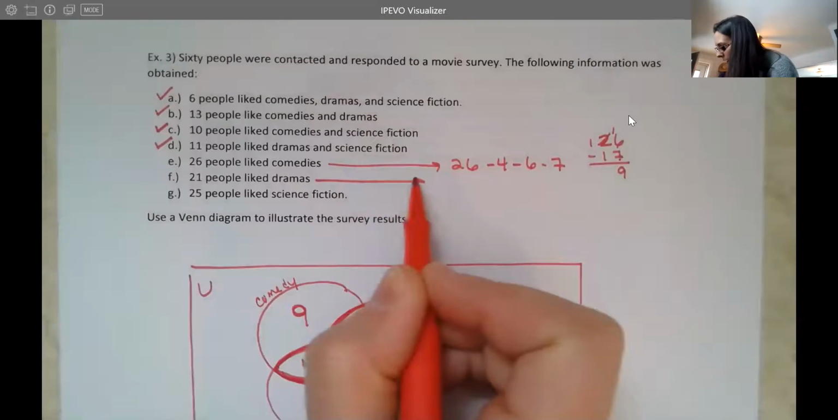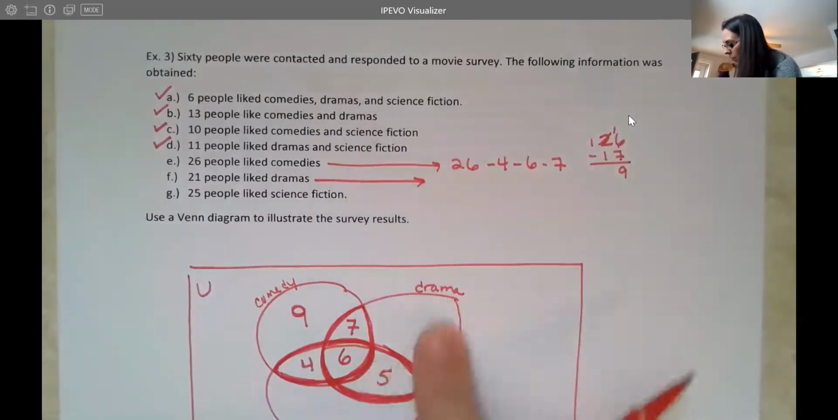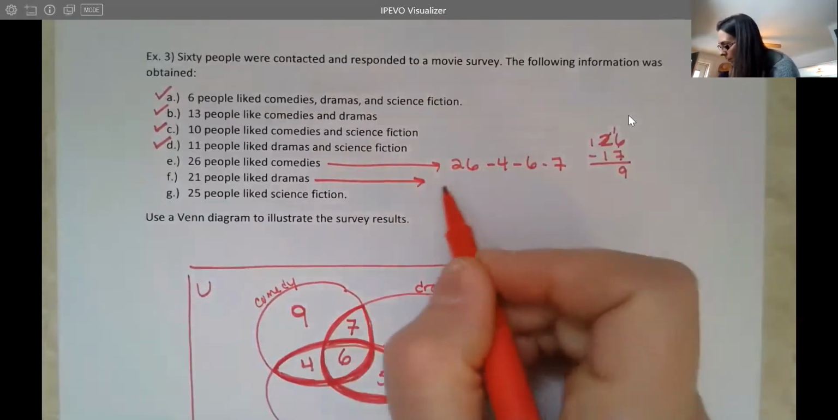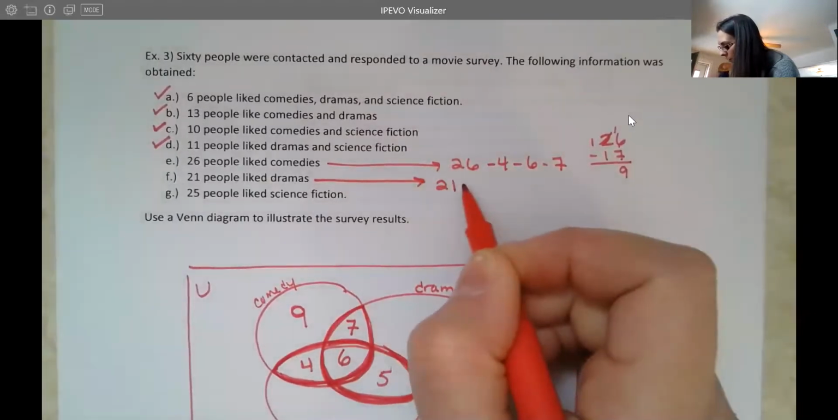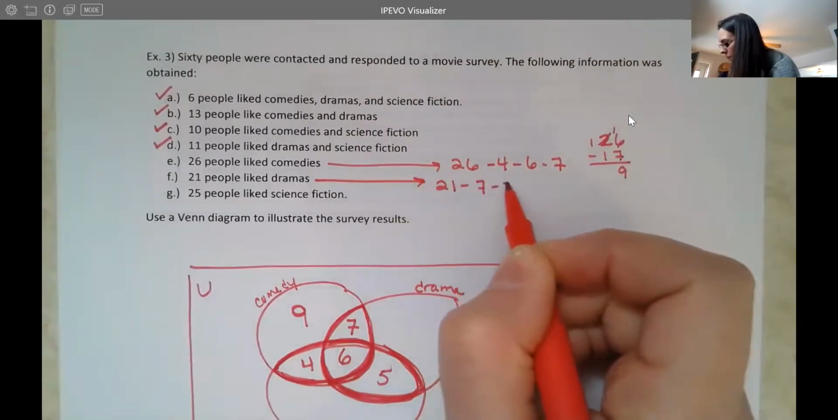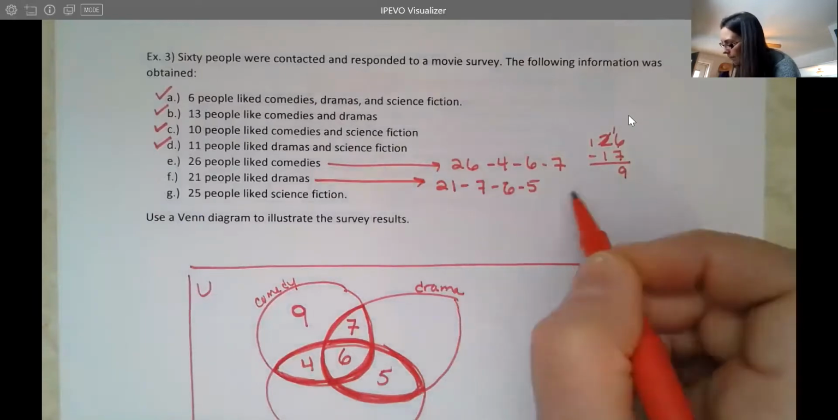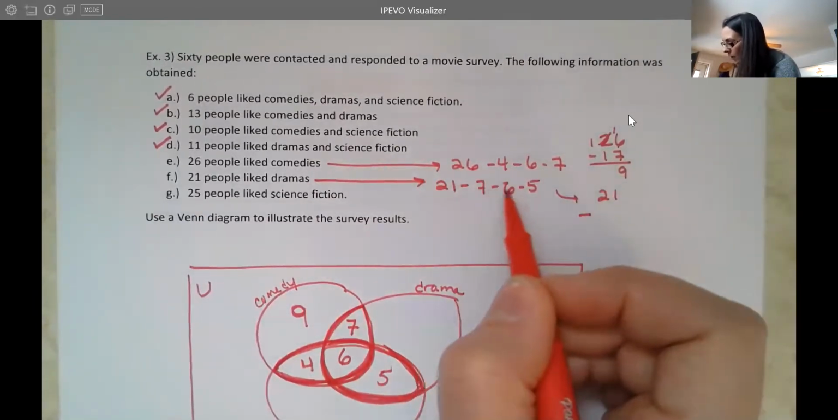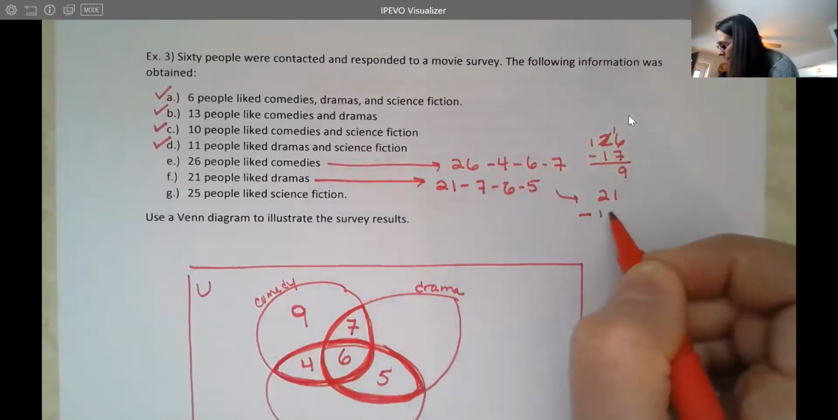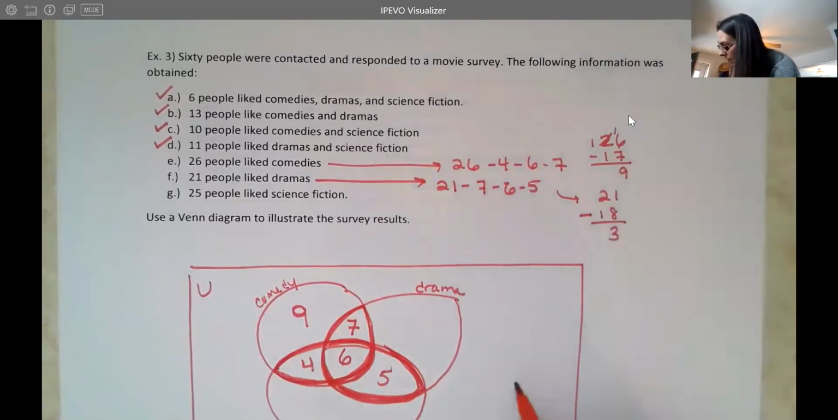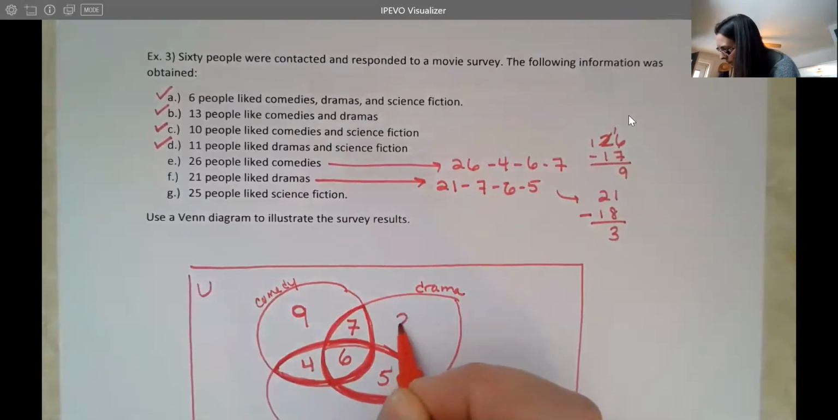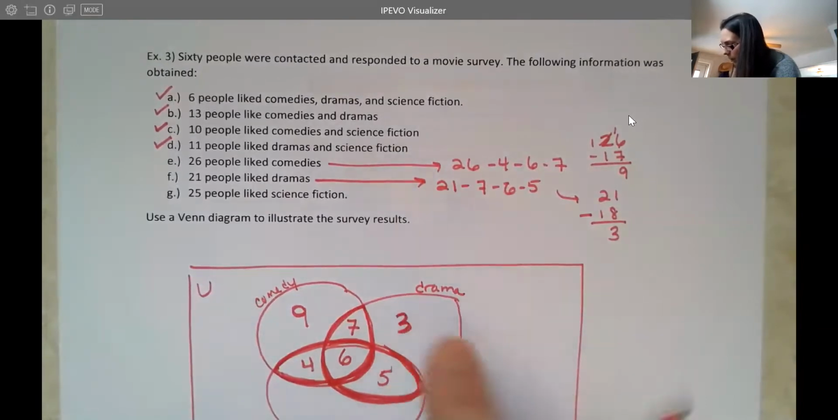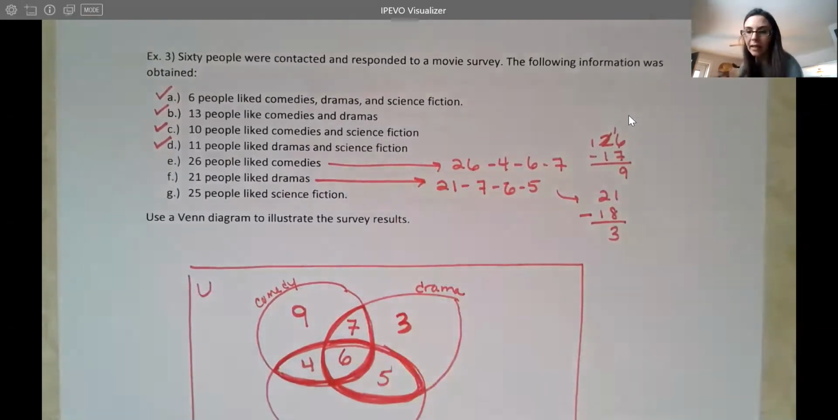I have 21 people like drama. So again, this whole section is 21 altogether. So to figure out the missing piece, I do 21 minus 7 minus 6 minus 5. So 7 and 6 is 13 plus 5 is 18. So we're missing 3. So there are 3 people who only like drama. They like nothing else.